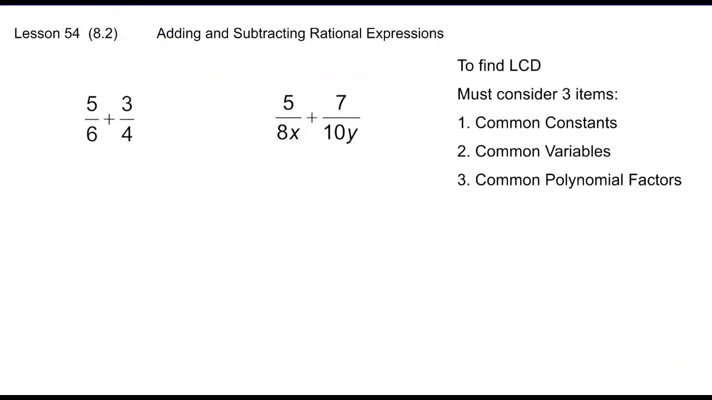And there's three items that you must consider when you do this. You need to have a common constant denominator, a common variable denominator, and then a common polynomial factor denominator. And we'll go through each example and explain what each of these mean. So in this case, there are no variables, there are no polynomials, so we're going to need common constants.